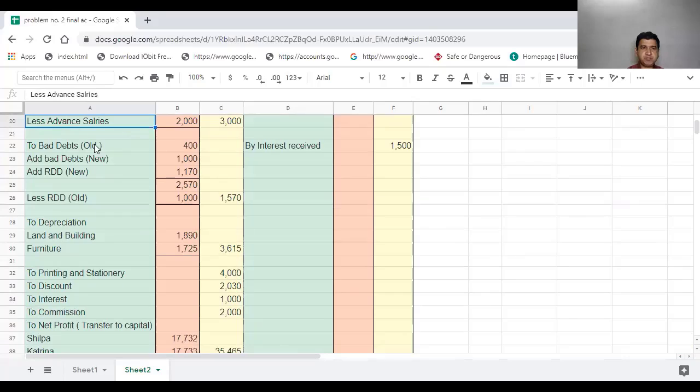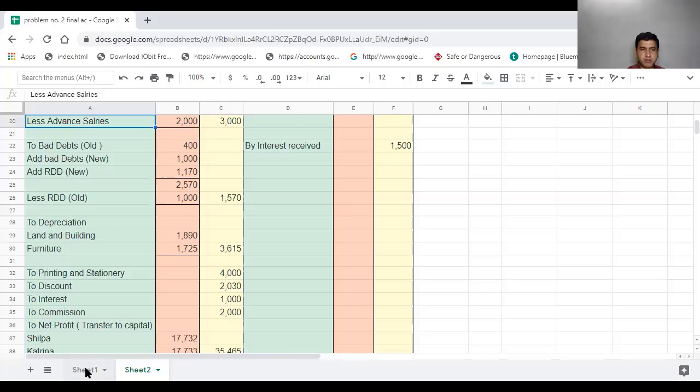Here already old bad debts are there, 400 rupees. We have to add new bad debts 1000, new RDD 1170. The total of these three comes to 2570. From this we have to less old RDD, which is given on trial balance credit side. This old RDD 1000 is to be less, outer column 1570.